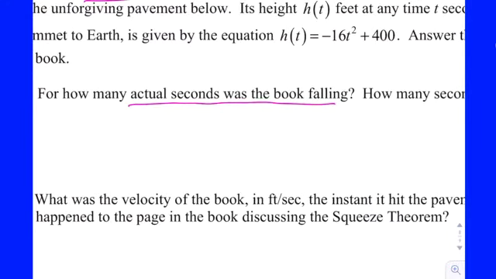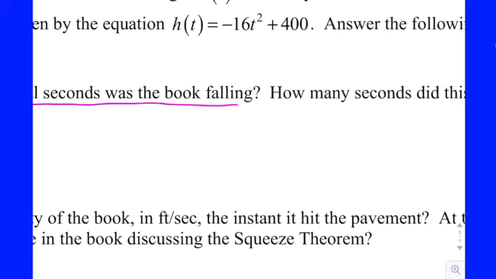We can't ask the book. It didn't feel like talking after the fall. It survived, in case you're wondering, or we wouldn't be doing this problem. Absolutely, right. We need something to work with. So what we do know about the book is that when it hits the ground, its height, its position is 0. So what we're going to do to solve for t is we'll let h of t equal 0.